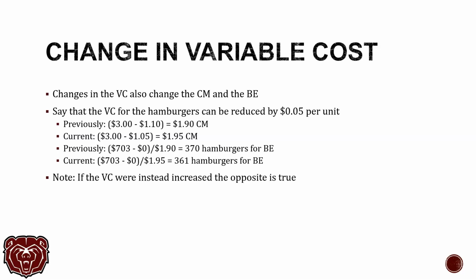So let's say that the variable cost for hamburgers can be reduced by 5 cents per unit. That's a good thing, right? So previously we were looking at a $1.90 contribution margin.